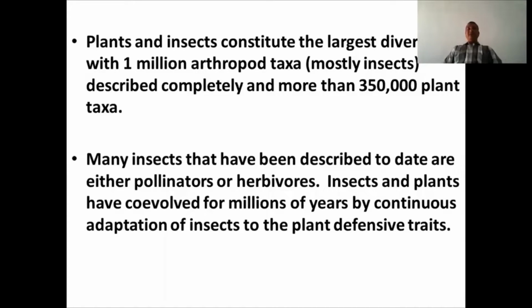And these insects, whether herbivores or pollinators, evolved generally in the Paleozoic era, and in that era itself, plants started their defense mechanism. They started fighting with these herbivores which attack particularly the plant's host.